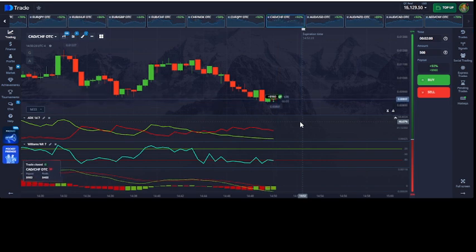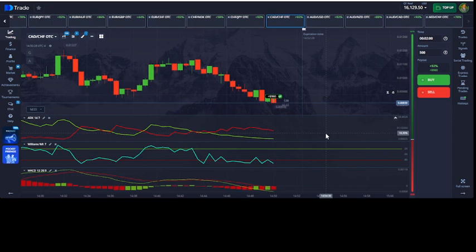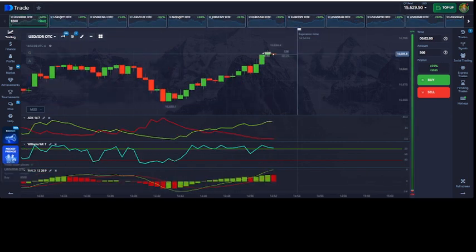Okay, so that trade was in the money. All right, so I'm going to pause the video and look for our next setup. Okay, so I'm on the USD IDR OTC pair, and I just took a buy trade here.